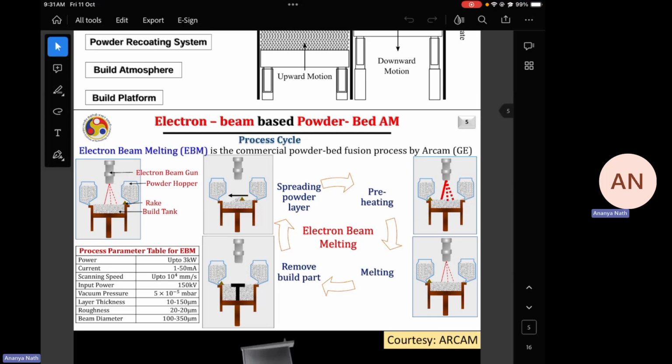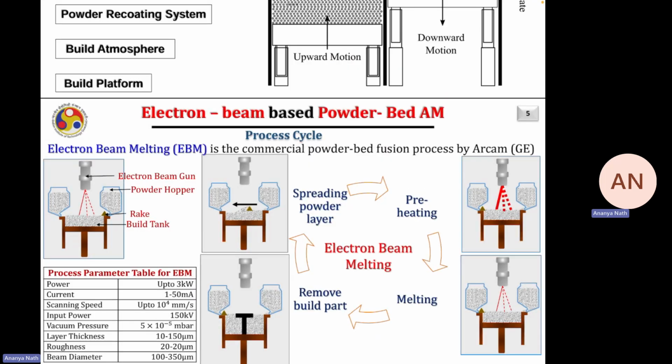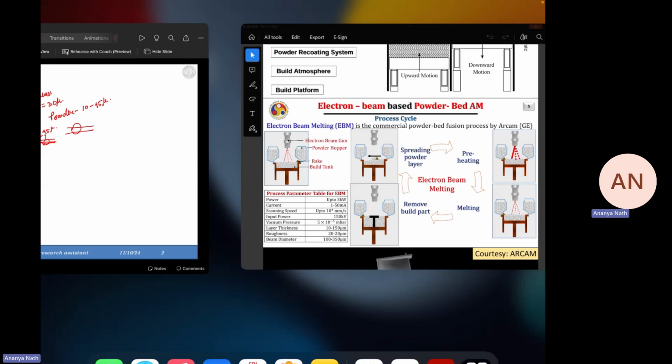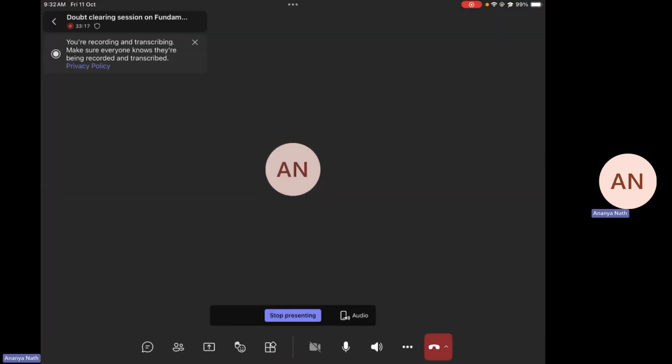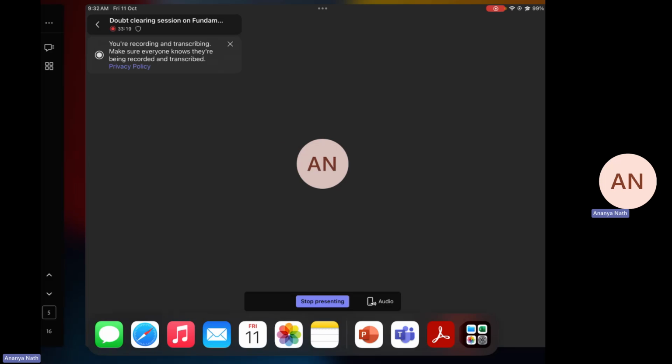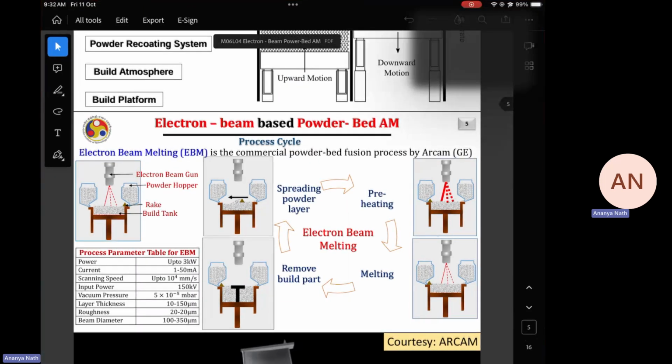In case of electron beam melting, there is another difference. Preheating takes place by the electron beam on the whole build plate, through which the powders get sintered with each other and you don't need any support structure.